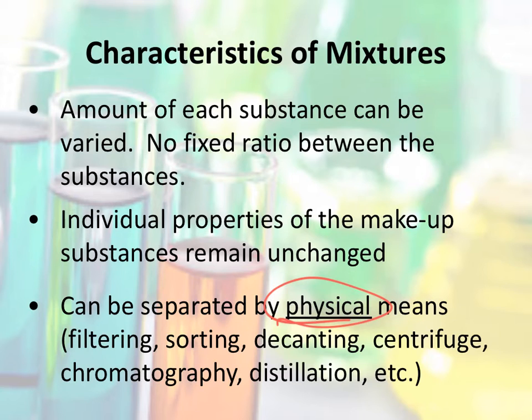Centrifuge is how they separate blood into plasma, white blood cells, red blood cells. Chromatography, we're going to do a little lab on that. That's the separation of things by relative speed through a media. Distillation is how they separate two liquids, generally that have different boiling points.